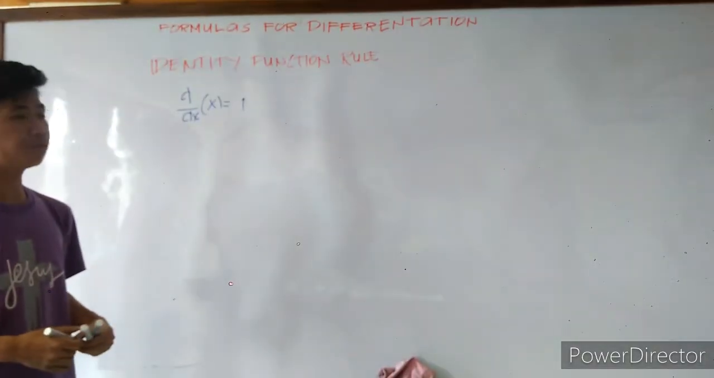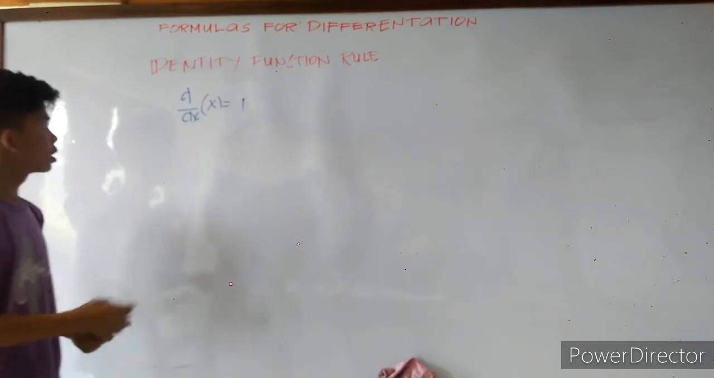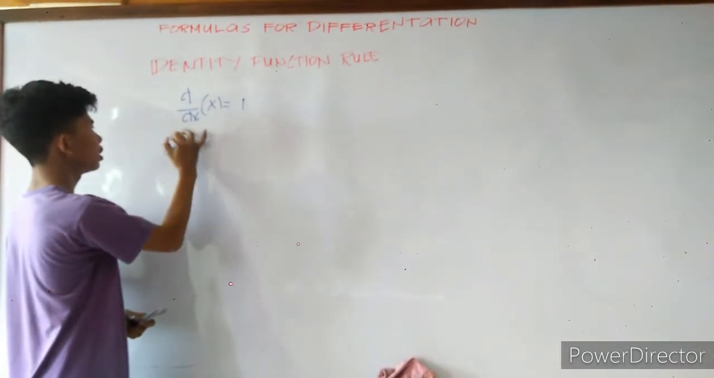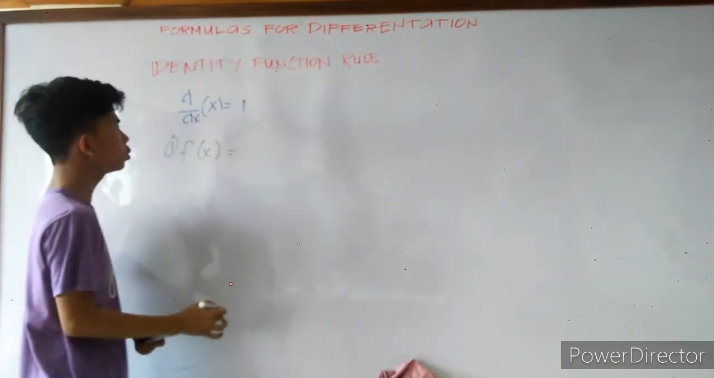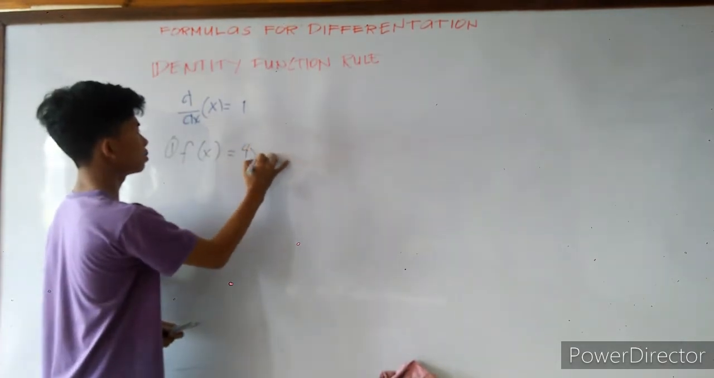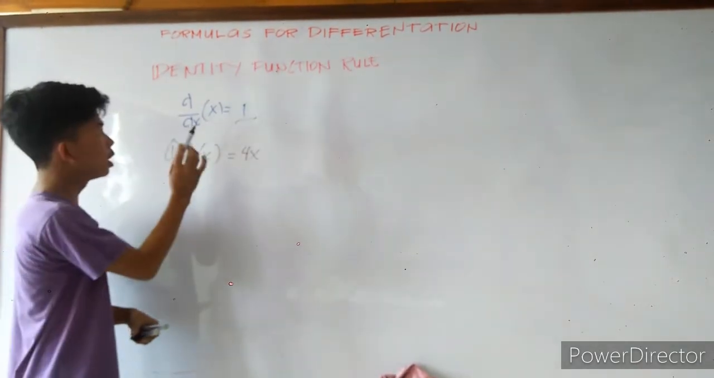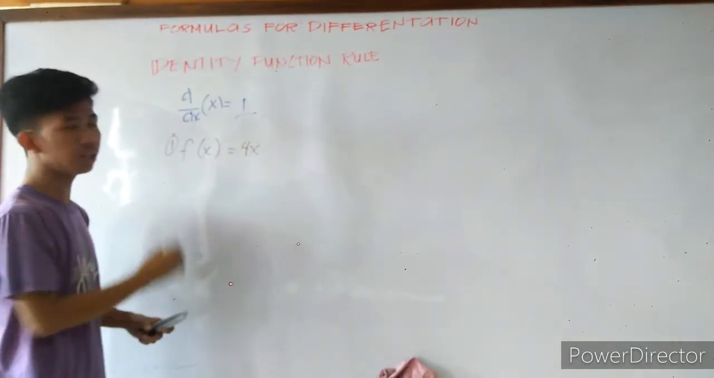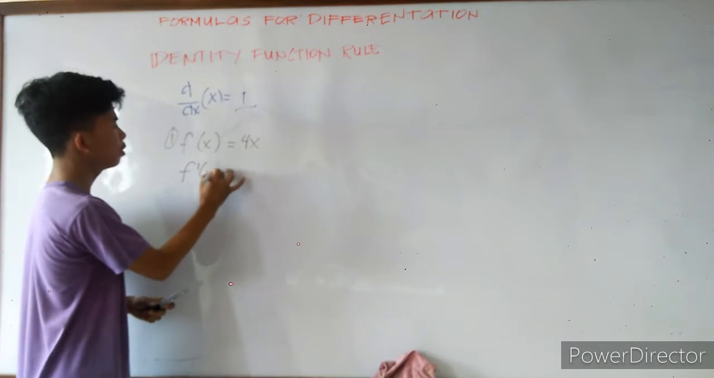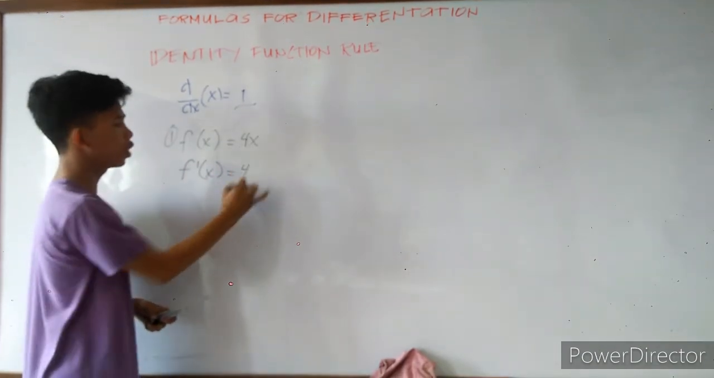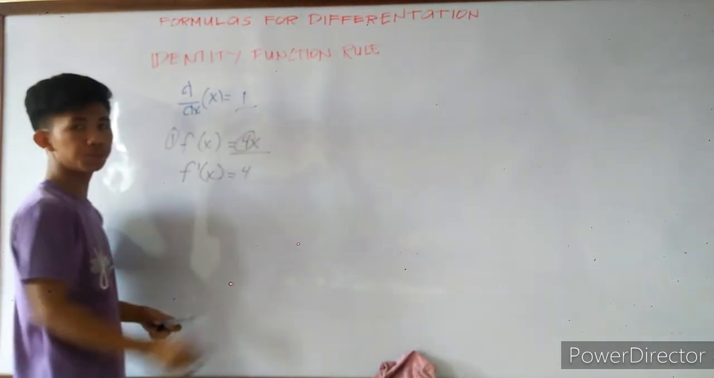Next is the identity function rule in the form d over dx x is equal to 1. So let's try this example. Number 1, f of x is equal to 4x. So 1 here refers to the coefficient, the leading coefficient in the leading term. So therefore, the derivative of 4x is equal to 4, because in this leading term, the leading coefficient is 4.